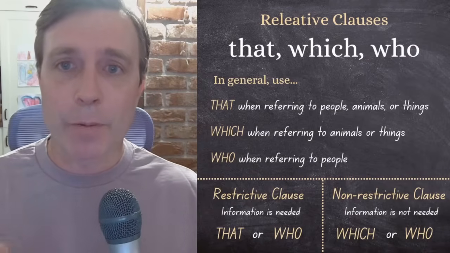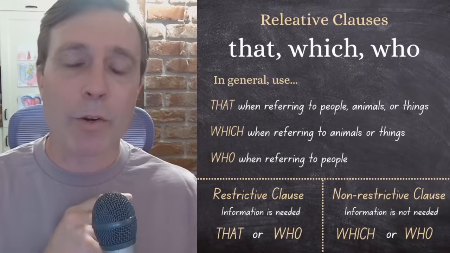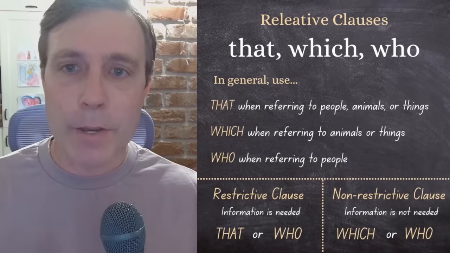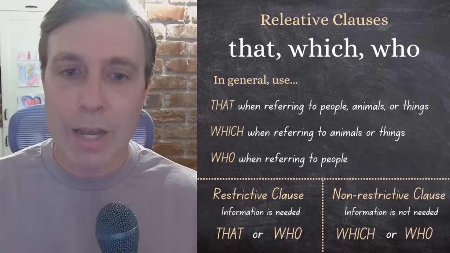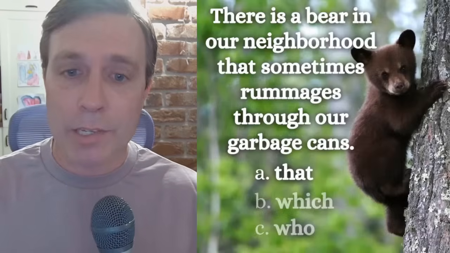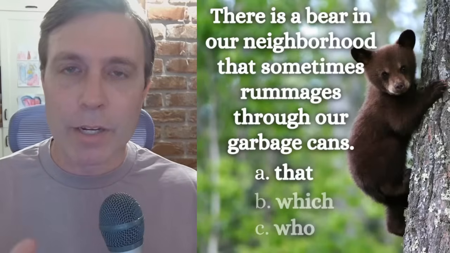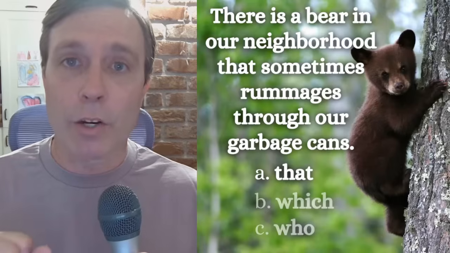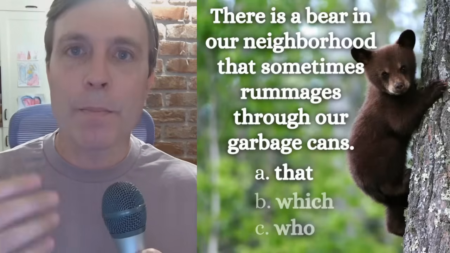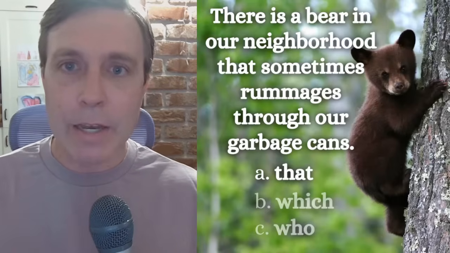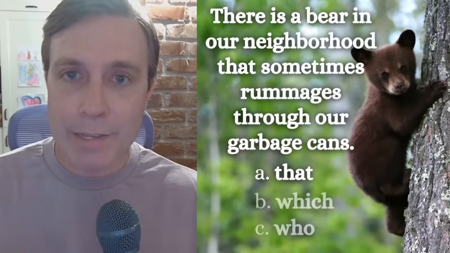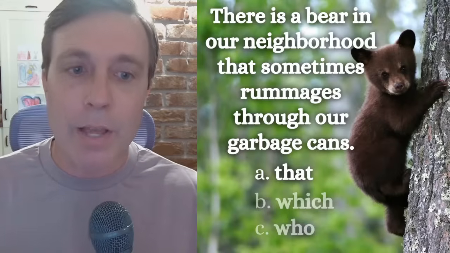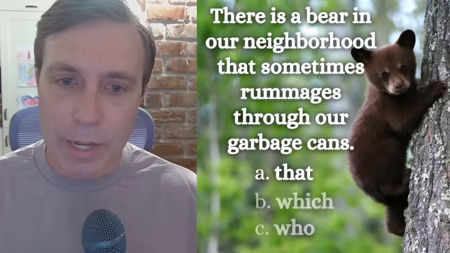That is often preferred when we're talking about a restrictive clause. This means that the information is needed, and often you're going to use that or who. I say it's preferred. If we go back to our sentence, there is a bear in our neighborhood, all right, that kind of sets it up. That sometimes rummages through our garbage can. In order for me to express the full idea, we need that information, because I want to express that the bear does this and maybe is causing problems, that rummages through our garbage can.